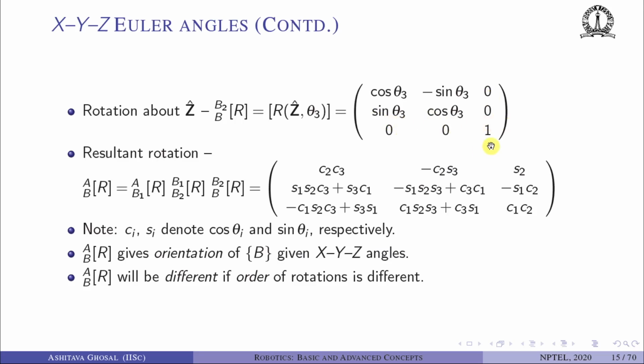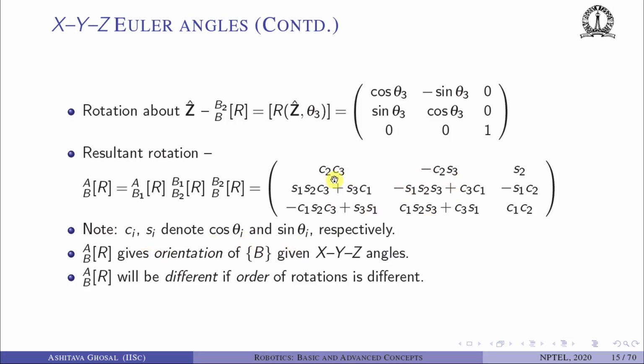So the resultant rotation from A to B is the product of the three rotation matrices in the order that we did the rotation. We went from A to B1, B1 to B2, B2 to B. Again, in our notation, you can see that B1 and B1 sort of cancel out in your head, B2 and B2 will also cancel out, and we are left with A and B. If we multiply these three rotation matrices, we will get the rotation matrix which contains theta 1, theta 2, and theta 3. In this matrix, C2 means cos theta 2, C3 means cos theta 3, S1 means sin theta 1. So Ci and Si denote cos theta i and sin theta i respectively.